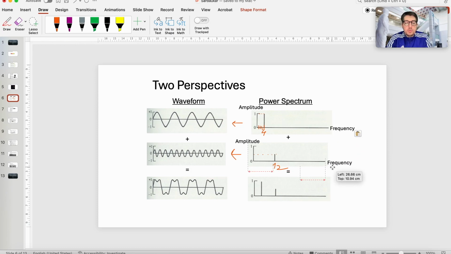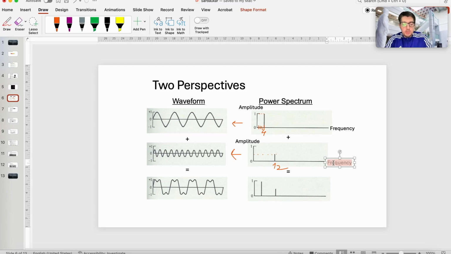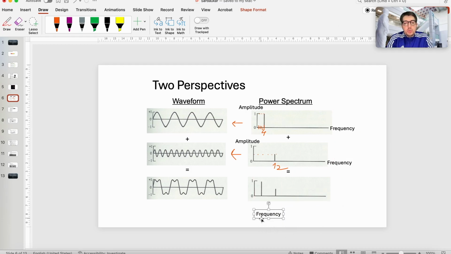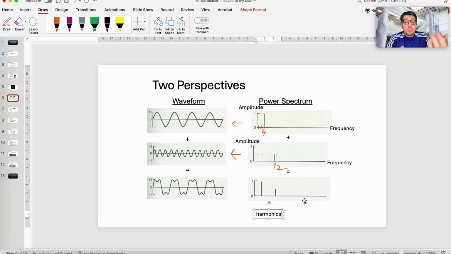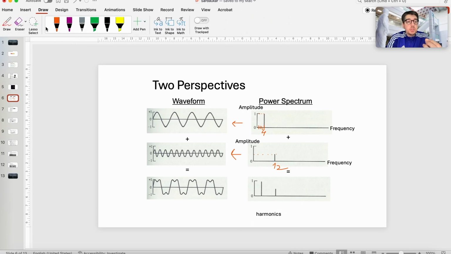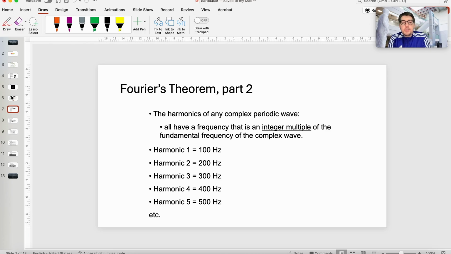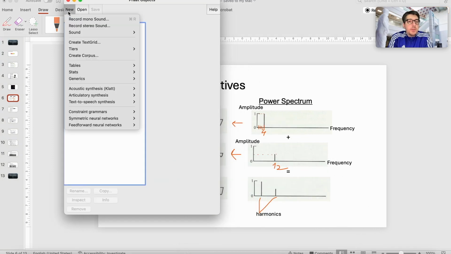This power spectrum is just a different visual representation of what I showed you a couple of slides ago. Why? Well, I wanted to show you what harmonics would look like. These are essentially the two harmonics of the same complex waveform, the component sine waves. Okay, we got it covered. We now know what harmonics are.